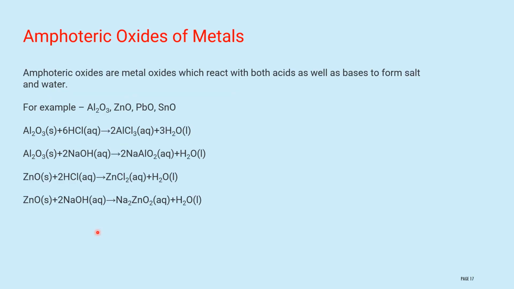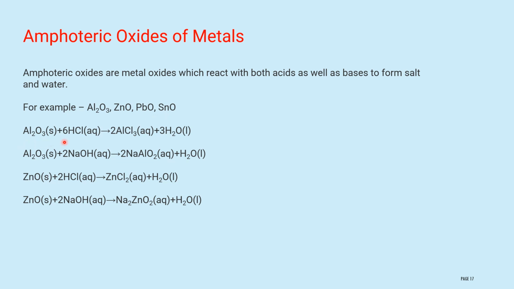Amphoteric oxides. Amphoteric oxides are the metal oxides which react with both acid as well as base to form a salt and water. Amphoteric oxides are nothing but metal oxides that react with both acid and base. It will give a salt and water. For example, amphoteric oxides are aluminium oxide, zinc oxide, lead oxide, tin oxide.